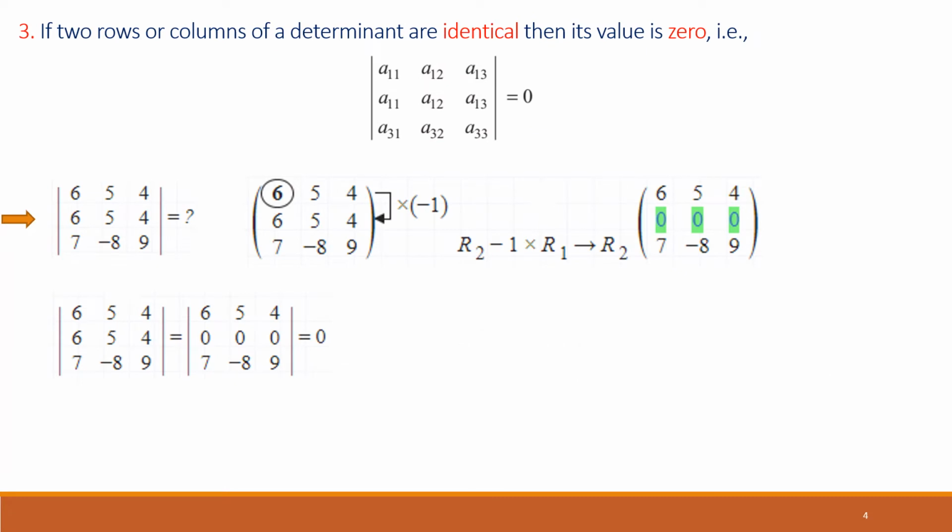Property 3. If two rows or columns of a determinant are identical, then its value is 0. For example, this is the general form of property 3. Here we can notice that all the elements of row 1 and row 2 are identical. So let's try to understand this property with the help of an example. In this determinant, we can observe that the elements of row 1 and row 2 are identical. So if we calculate its determinant with the help of row echelon form, we will get the value of the determinant equal to 0.